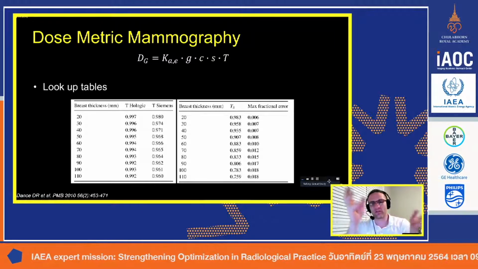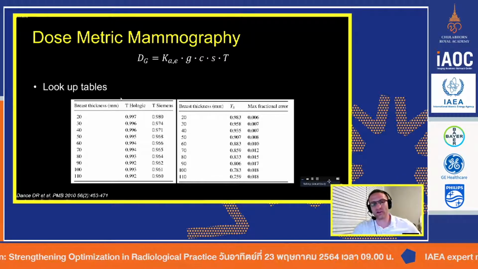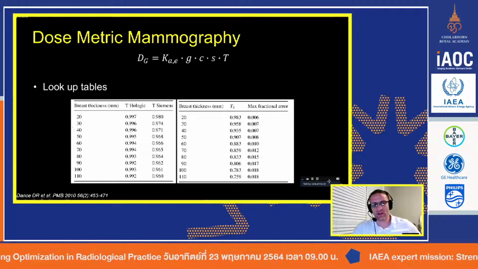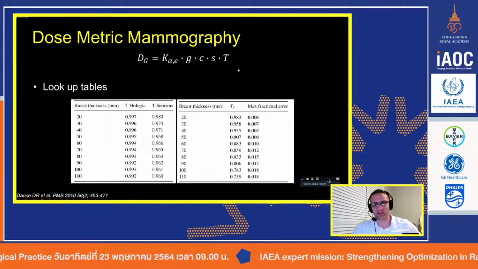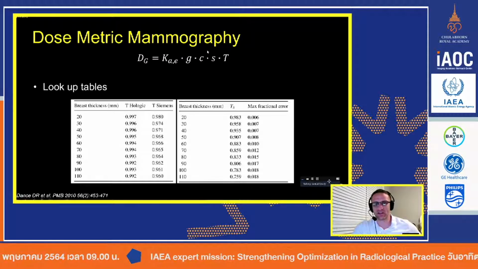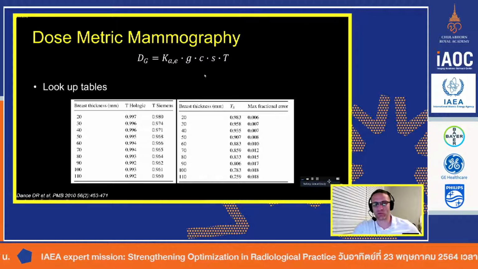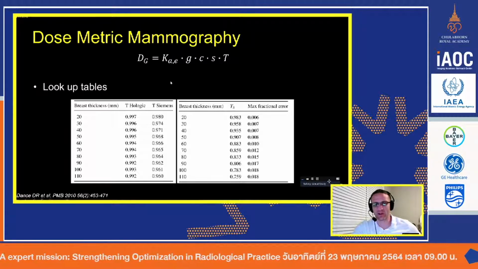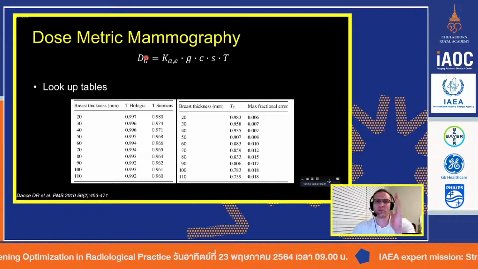They've done a lot of simulations and publications based on those simulations. And so now, based on breast thickness and the type of machine you're using, you can go look up these T factors. So you still need to know the air kerma and the g, the c, and the s. But now you can add to that just one more lookup table that you can find and tack that on to calculate mean glandular dose for a tomographic sweep.